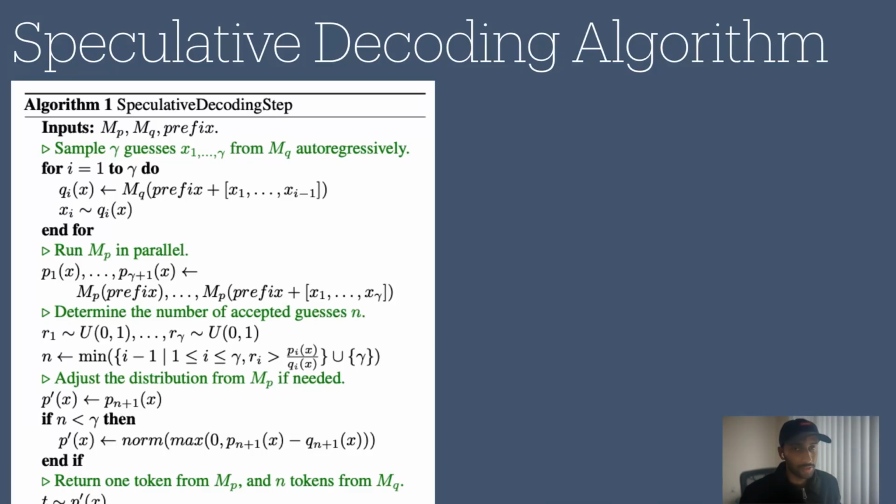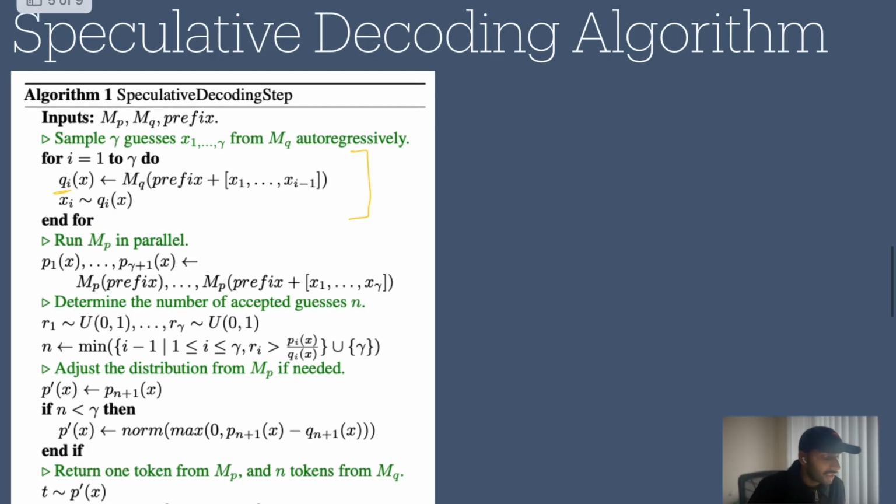Let us take a closer look at the speculative decoding algorithm. With the approximation model MQ, the target model MP, and the initial prompt called the prefix as the inputs, we first take the prefix and the approximation model, and we run this for loop. Basically, we autoregressively generate gamma tokens, and at each step, we keep saving the output probability distribution in this variable Q.